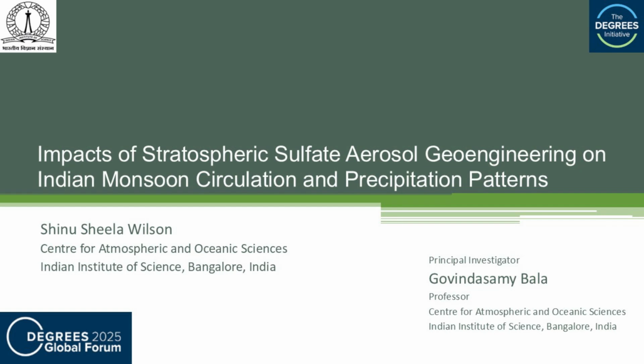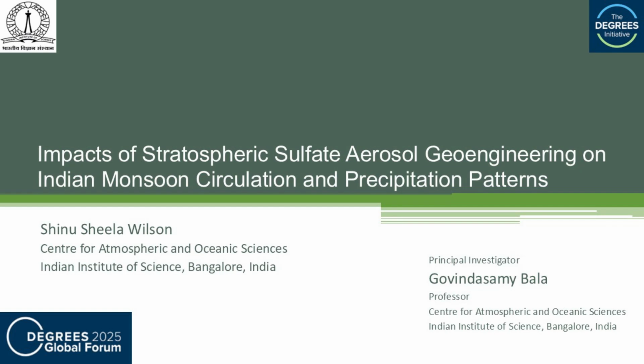And under the SAI scenario, what we are seeing is that over India, the domain average temperature change with respect to the control is minus 0.04 degrees Celsius. That is almost offsetting, but there is a regional variation, with residual warming over the north of India and residual overcooling in the southern parts of India.